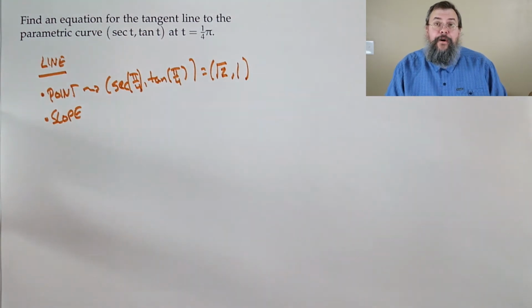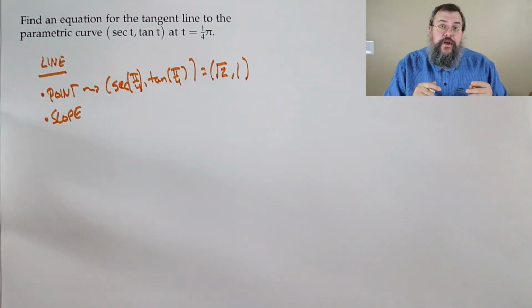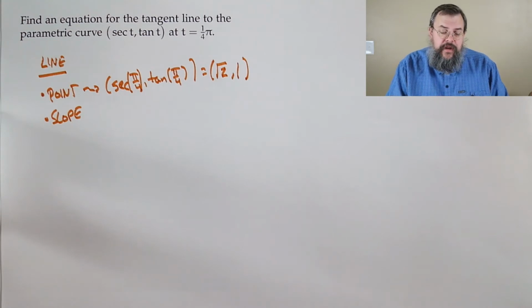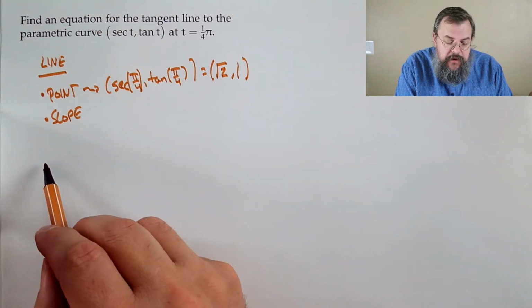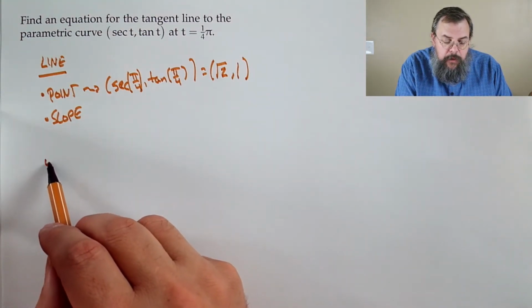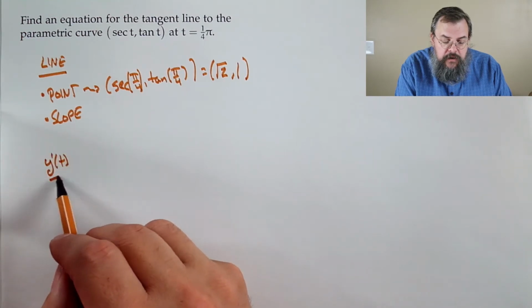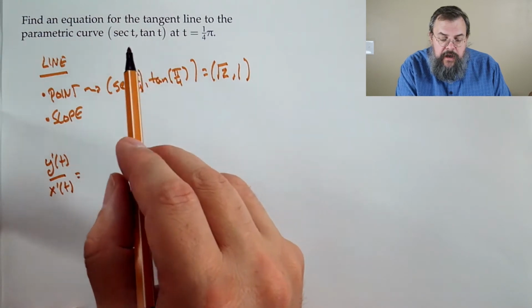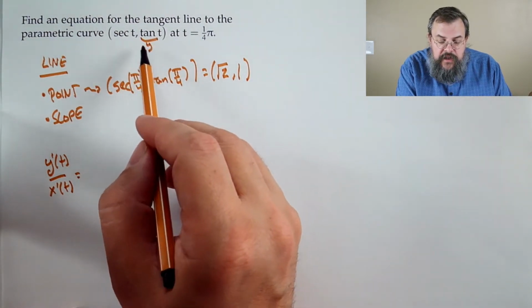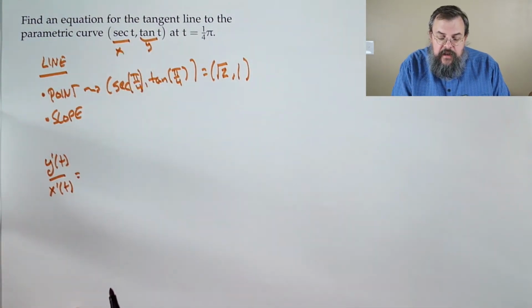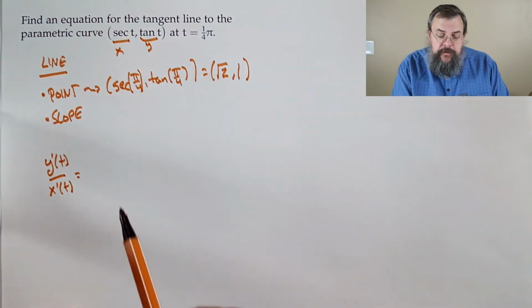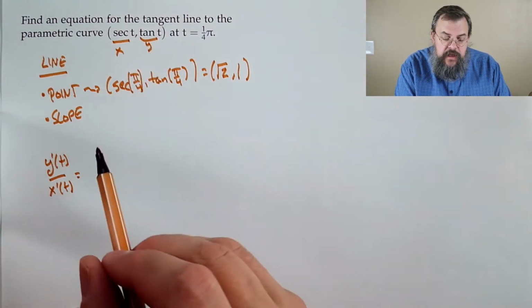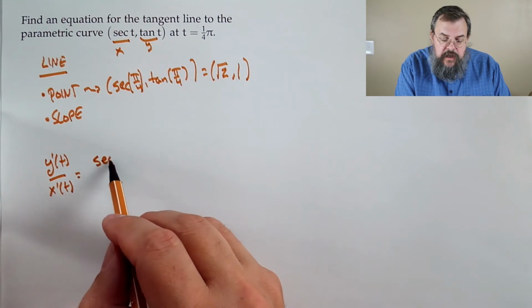Okay, now we get to our slope. For our slope, we care about the derivative, so we should start by talking about our derivative. We look at y prime over x prime. We start there. So we come to our y. Our y is tangent and our x is secant. So y prime, the derivative of tangent, is secant squared.